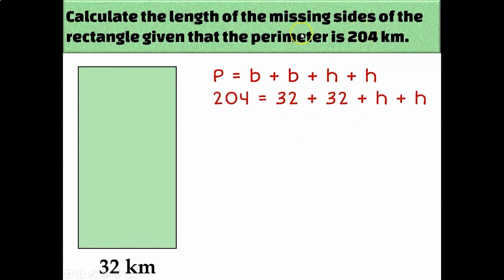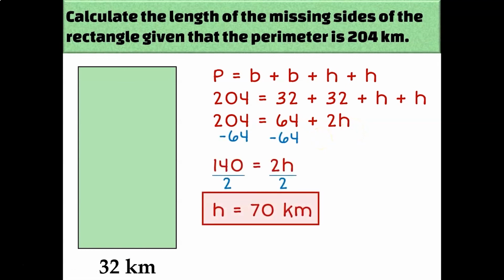In other words, it looks like this. I can take 204 and put it into P, because that's perimeter, and I can put 32 into both of the B's, because those are my bases. And then I just have to solve this equation to figure out the length of the missing side. So combine like terms: 32 and 32 is 64, h and h is 2h. Subtract 64, divide by 2, and it turns out that the missing side length is 70 kilometers.